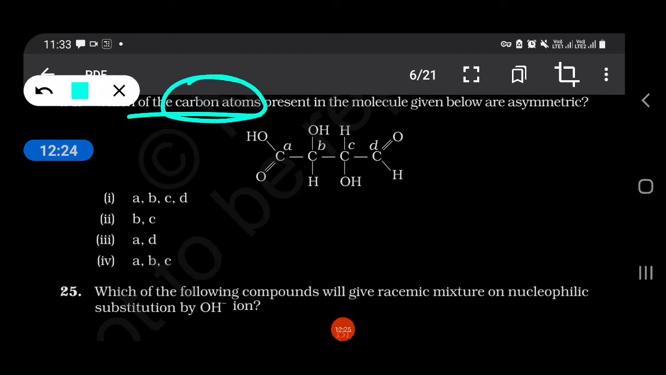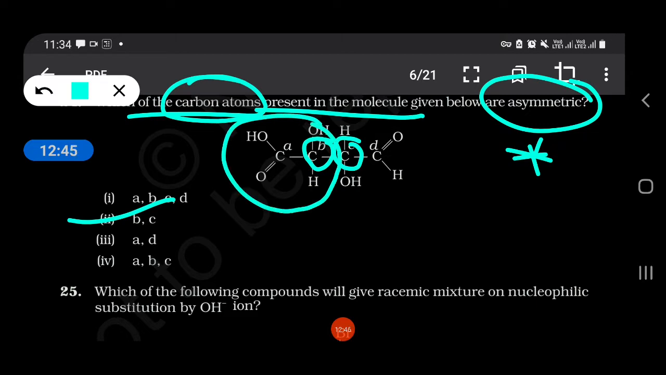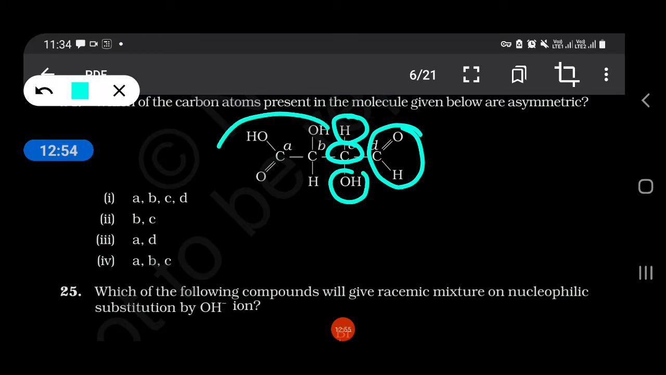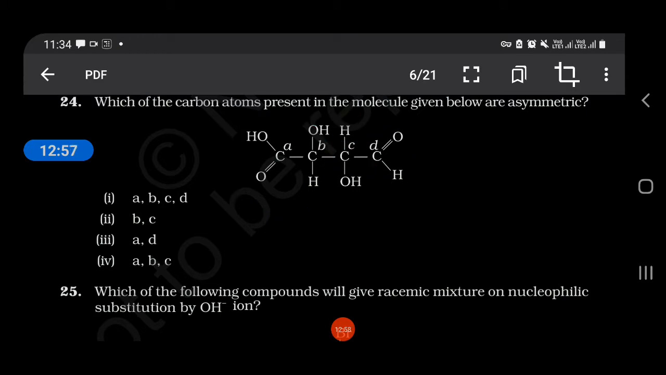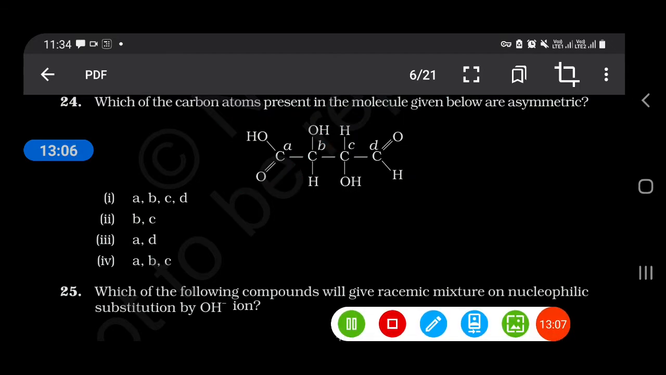Which of the following carbon atoms present in the molecule given below are asymmetric, meaning chiral? We have to find the chiral atom. Okay, so our answer is B and C, because different groups are attached. Here it is COH and OH and H, and this one is a different group for this carbon. And when you look at C, this one is different, this one is different, this one is different, and this one is also different. So our answer is B and C.